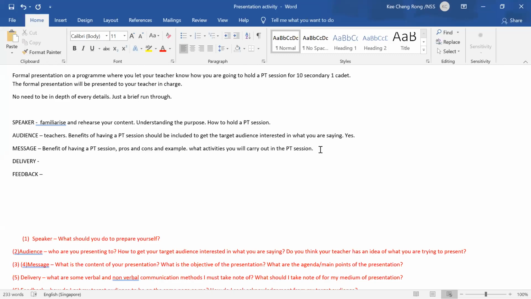I won't say there's anything else, because group 4 has already mentioned what I want to say, which is very similar: the PT session and its benefits and what activities, for example, jumping jacks, push-ups. Okay, thank you.